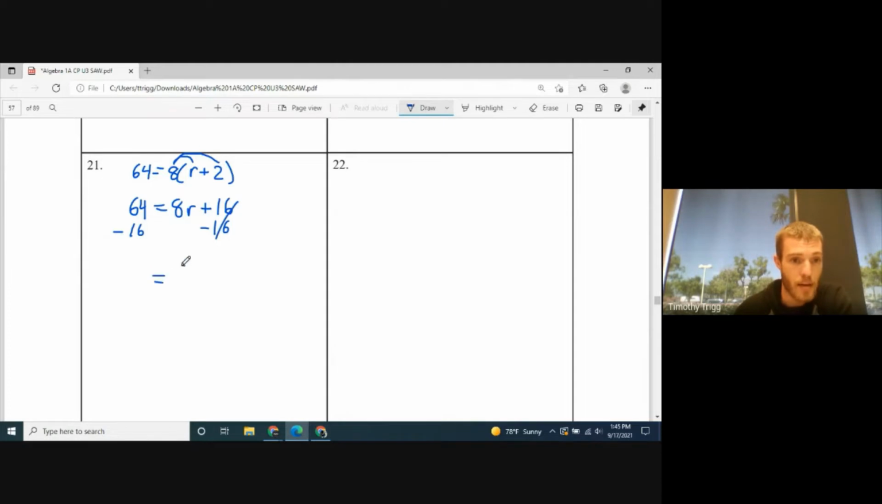That'll leave you with 8r on the right, and then 64 minus 16 is 48. Then to get r by itself, we divide by 8 on both sides, and that'll cancel that out. So then what we'll be left with is r on the right, and then 6 on the left.